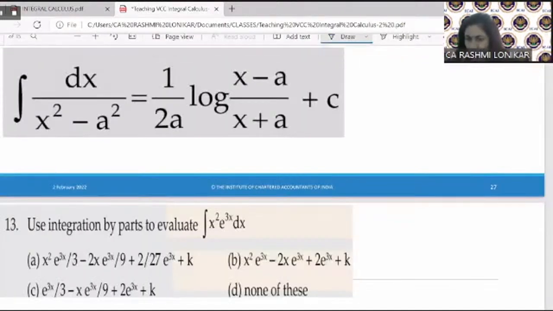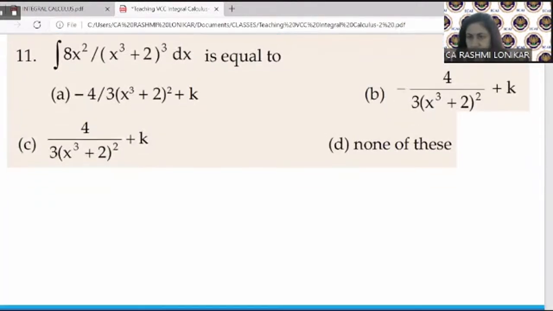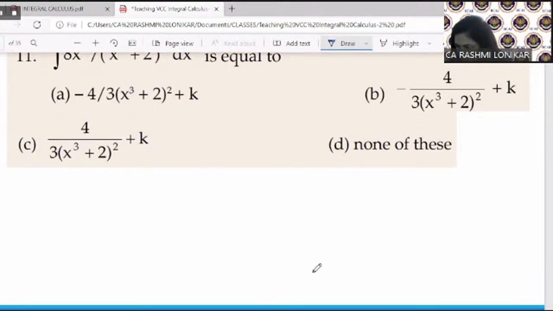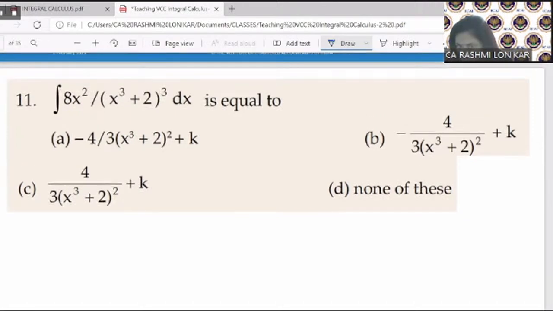Now let us go to the 11th sum. Now what is the 11th sum saying? It is saying 8x square upon x cube plus 2, whole cube. Now, let x cube plus 2 be equal to t.